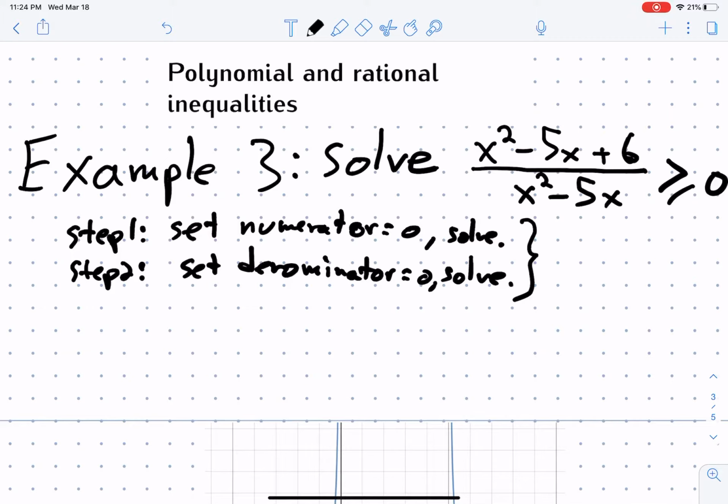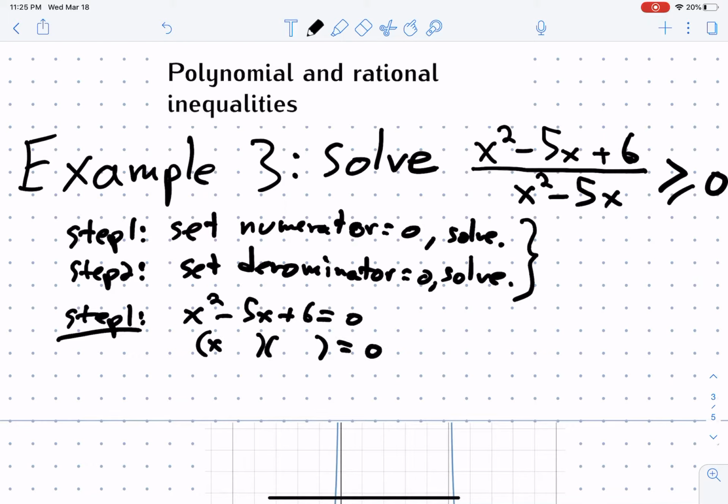Okay? So here's the steps 1 and 2, and in this case it's luckily not so bad. So step 1, we set the numerator equal to 0, x squared minus 5x plus 6, set it equal to 0, and to solve this, well, we can factor this one. So we need 2 numbers that multiply to give positive 6 and add up to negative 5, and negative 2 and negative 3 work. Double check that for yourself.